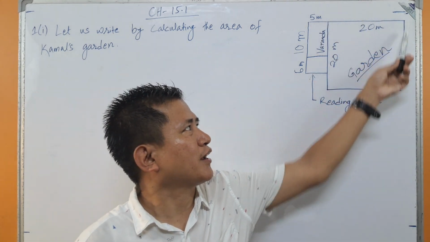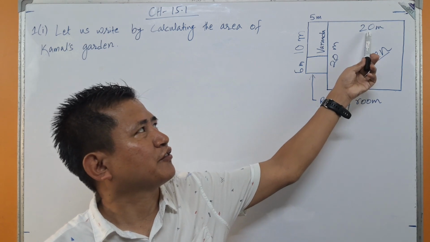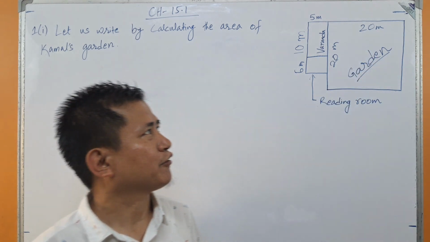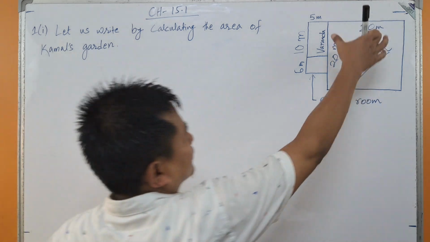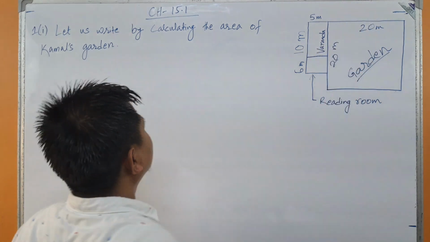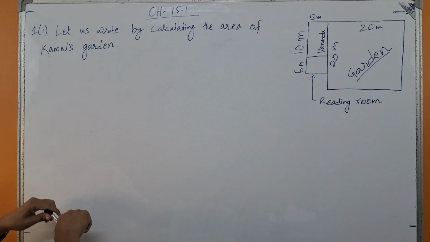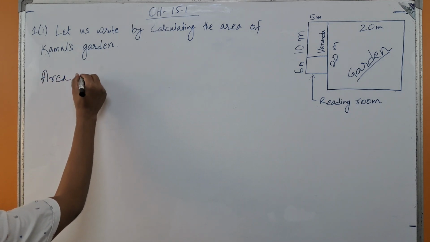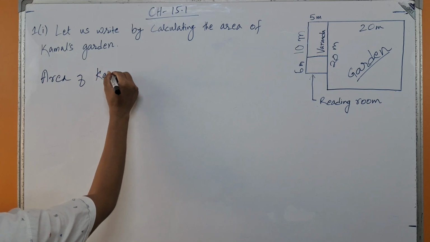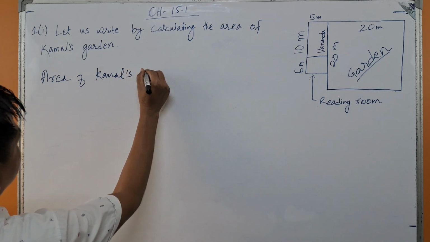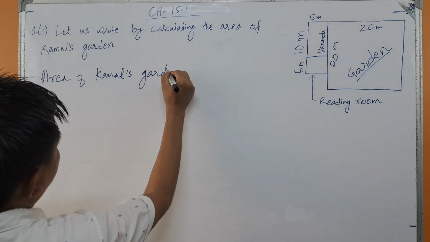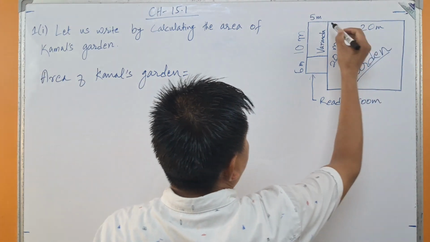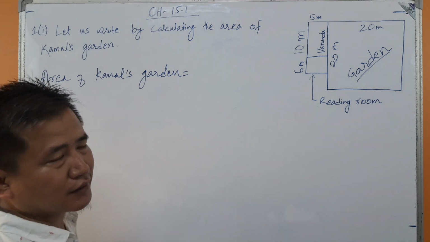Kamal's garden is square shaped and each side of this square shaped garden is 20 meter. So we are asked to find the area of Kamal's garden, isn't it? This is 20 meter and this is 20 meter. So this is square shaped. Area of Kamal's garden equal to, this is a square, isn't it? And each side of a square is 20 meters.